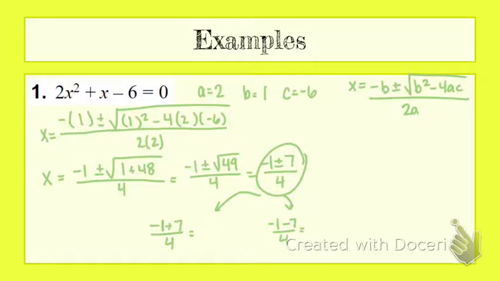In the first one, we get 6 over 4, which reduces to 3 halves. That's part of our answer. In the second, we get negative 8 over 4, which reduces to negative 2. That is the second part of our answer. So x can equal negative 2 or positive 3 halves.